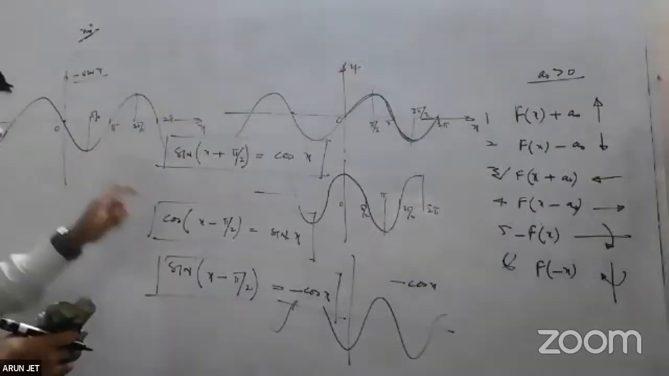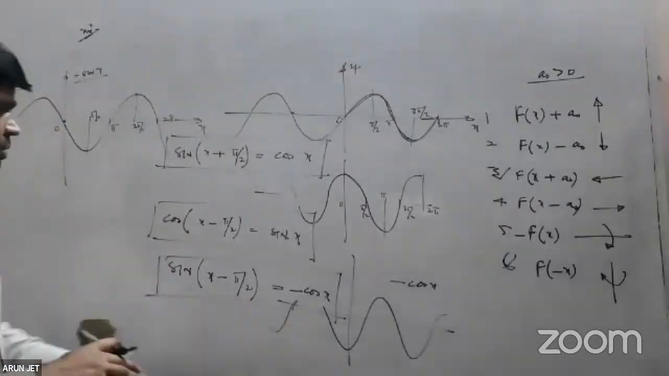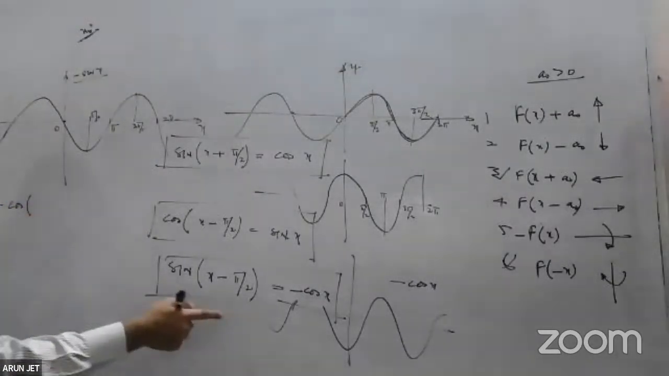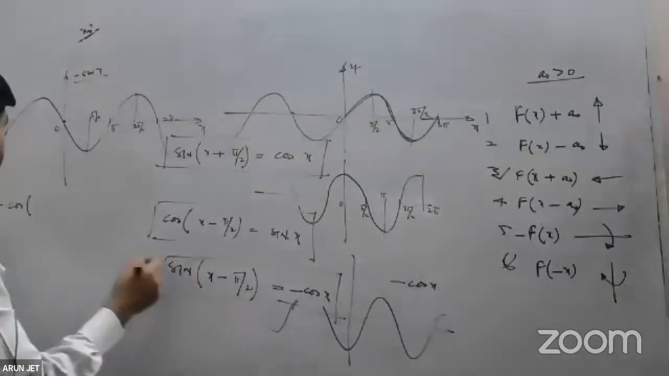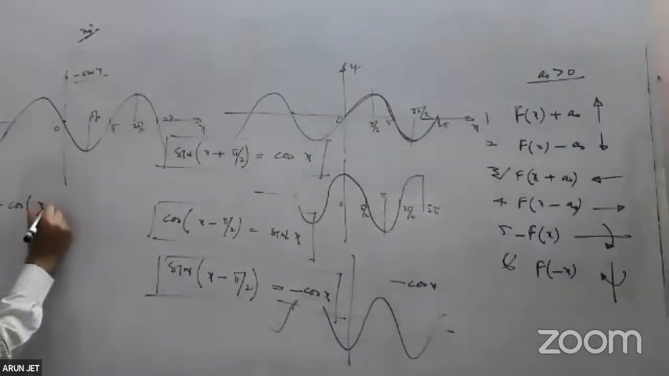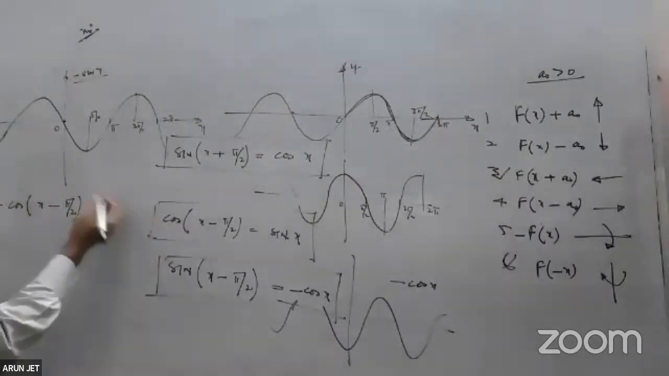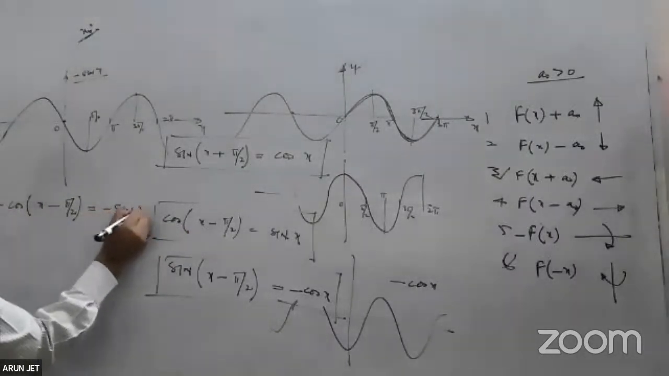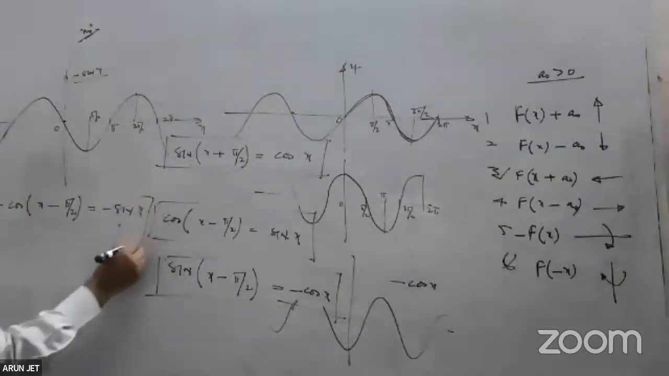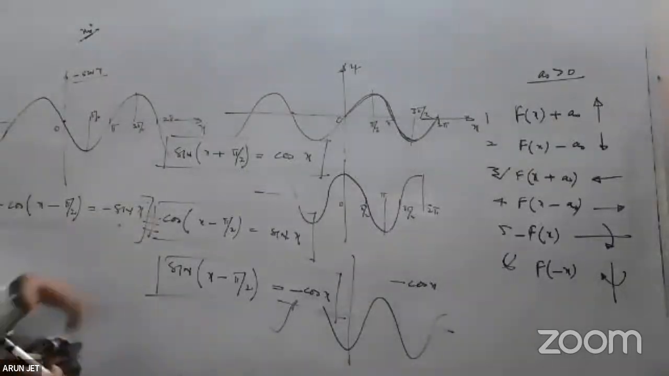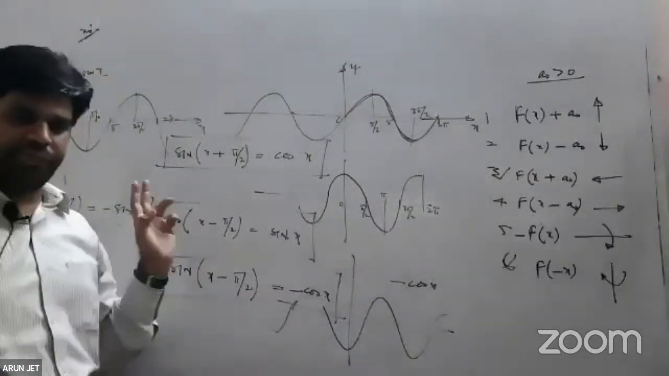Now let us see how I get this from this. So minus cos of x minus pi by 2 is nothing but minus sin x. Very evident from this. These two are identical. See, just the minus gets cancelled out, I get the same thing. But I got its transformation from the graph.